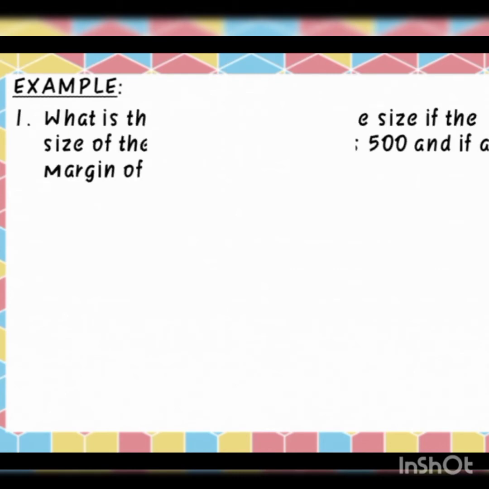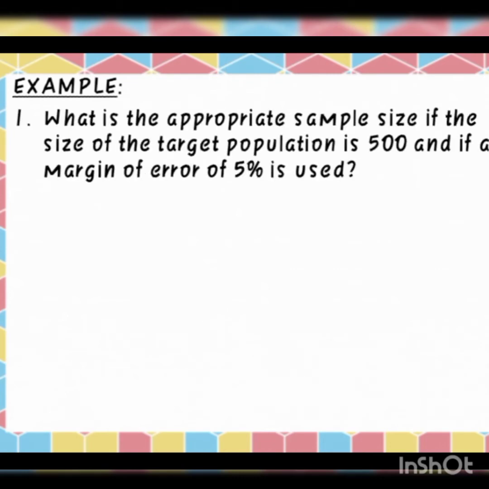Example number 1. What is the appropriate sample size if the size of the target population is 500 and a margin of error of 5% is used? Okay, so given po natin dito, we have a population of 500 and then margin of error of 5%. Ang hinahanap po natin is yung sample size. Pag hahanap po yung sample size, gagamitin po natin yung Slovin's formula, where n is equal to population size over 1 plus population size times the margin of error raised to 2.